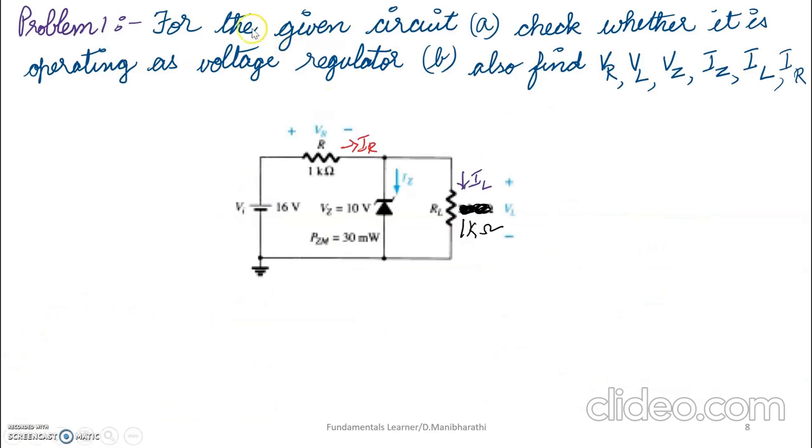Now we will be working out the problems. First problem: for the given circuit, check whether it is operating as a voltage regulator. Also find these terms: VR, VL, VZ, IZ, IL, and IR. So this is the circuit. They have given the source voltage of 16 volt, the resistance is 1 kilo ohm, and the maximum power is 30 milliwatt. First, what is the first step we have to do? We have to check whether the Zener diode is in the on state.